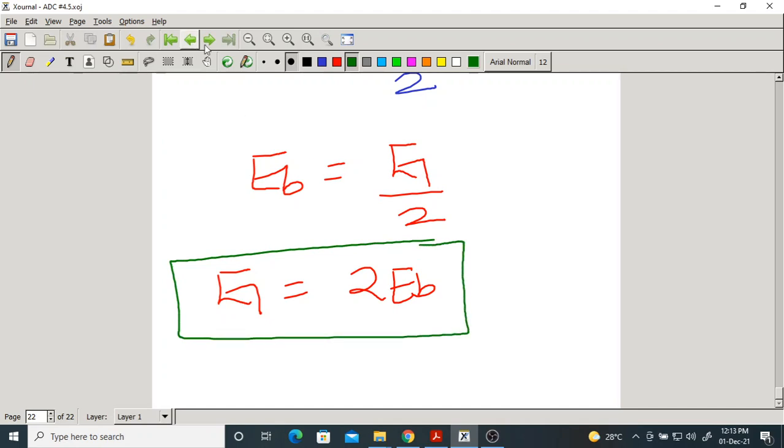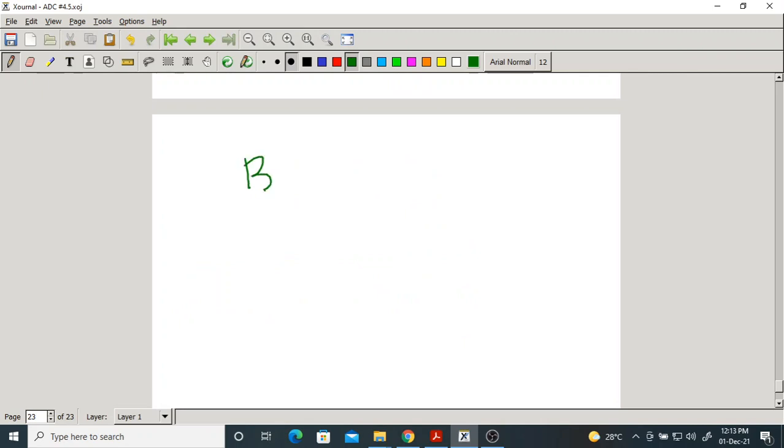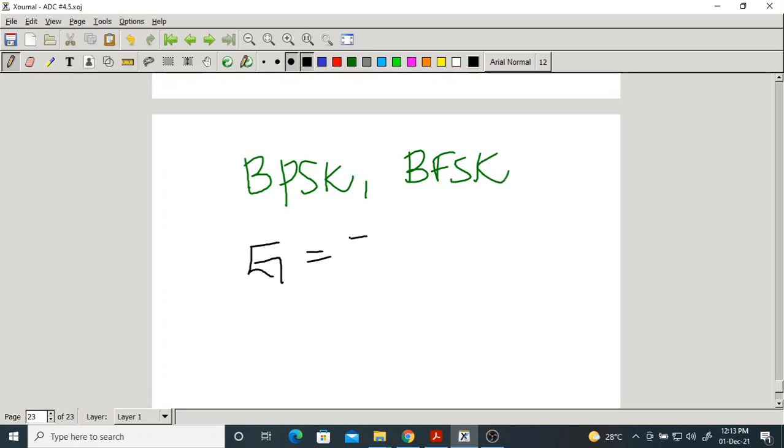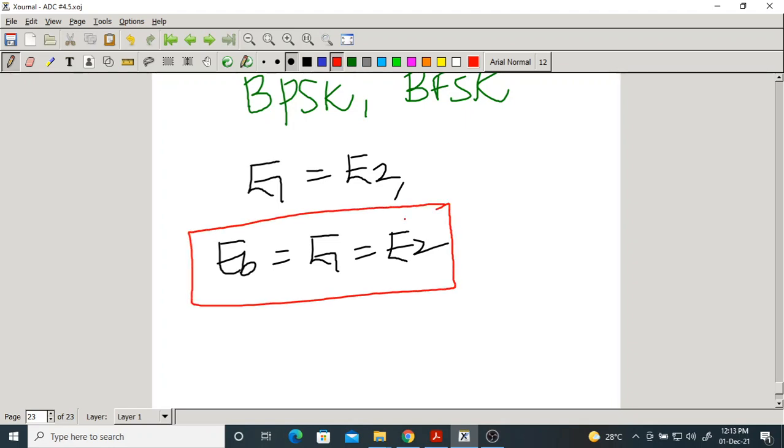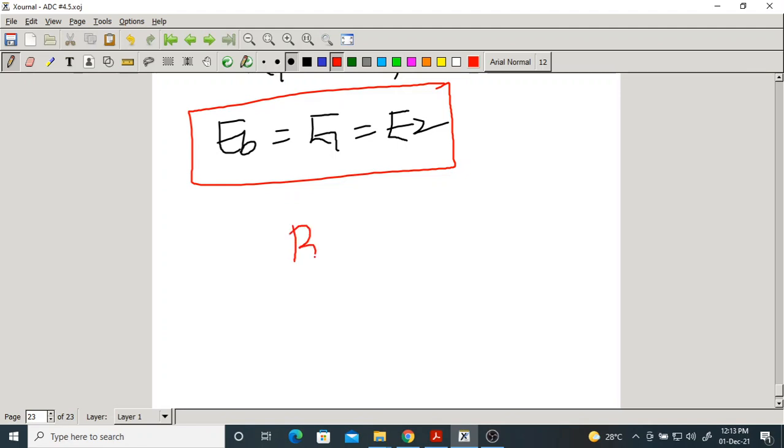Let me be very clear here. In case of BPSK and BFSK, E1 is equal to E2. So when it is so, EB equals (E1 plus E2) by 2, which is exactly the same as E1 or E2. That was the case in the first two techniques. But in case of BASK, the situation is different, because E2 is 0. So E1 is some value, and E1 is not equal to E2.